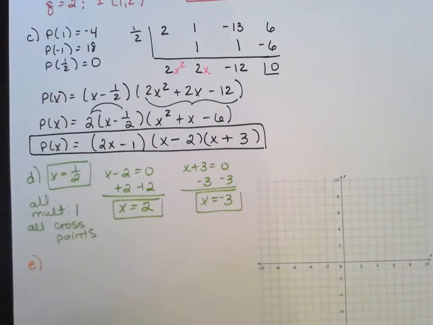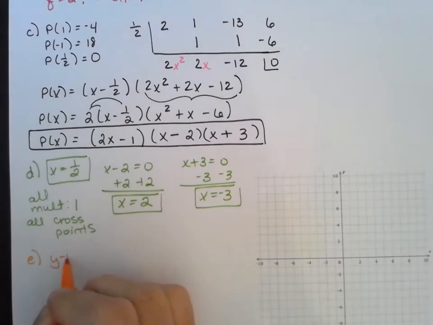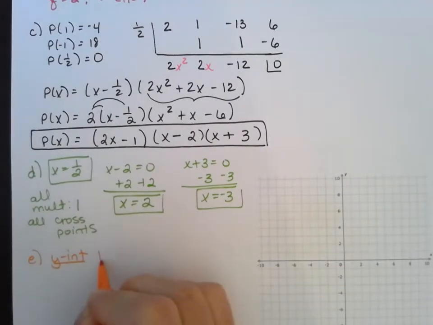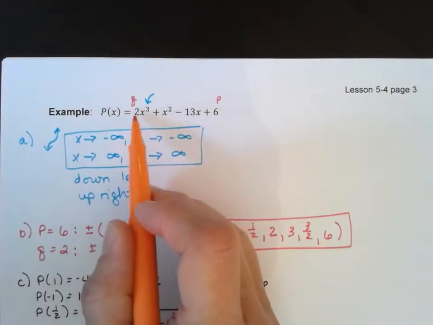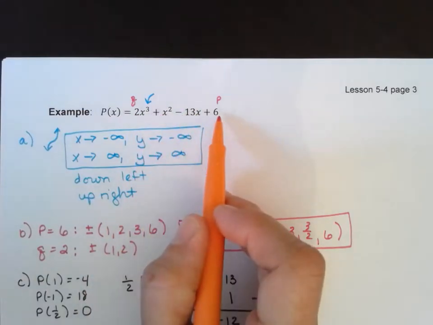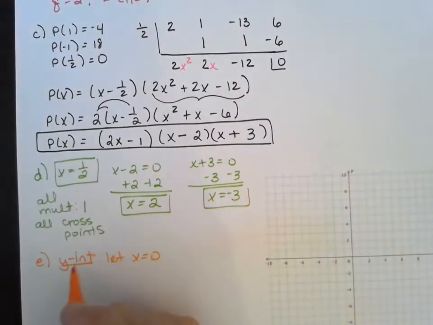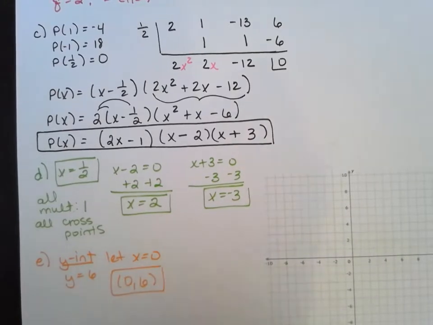Okay, we're supposed to find the y-intercept. Remember, to find the y-intercept, you let x equal 0. Well, let's go back up to our function. If x is 0, that's 0, that's 0, and that's 0. The only thing left is 6, right? So our y-intercept is going to be 6. You would write that as the point (0, 6).